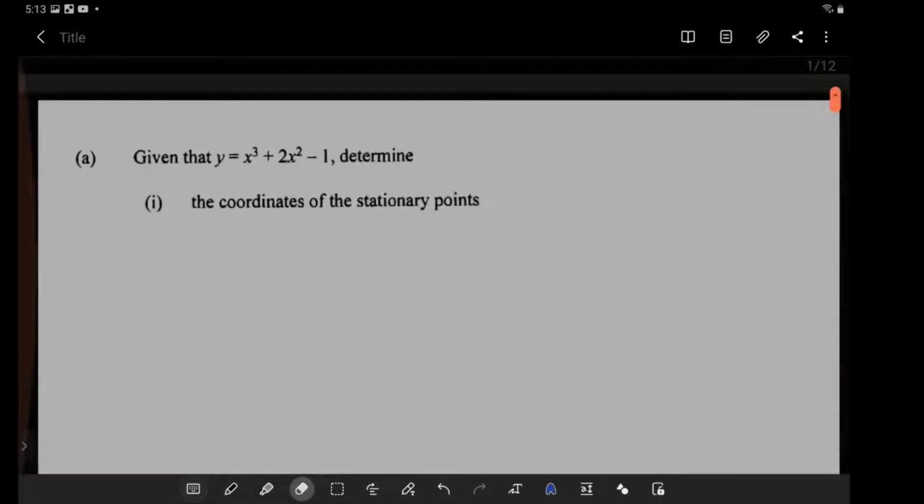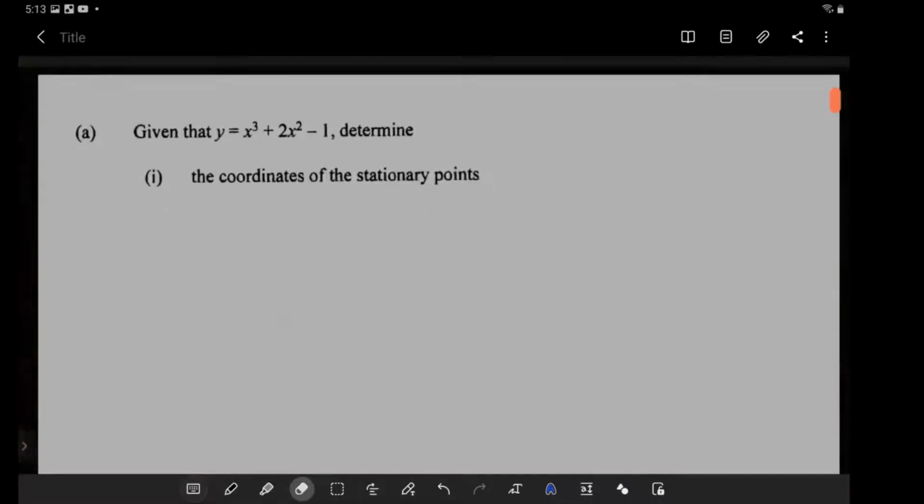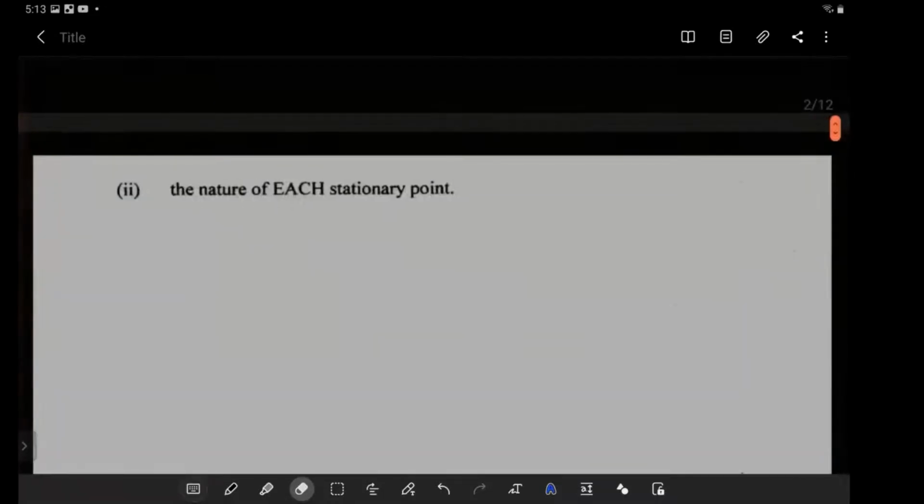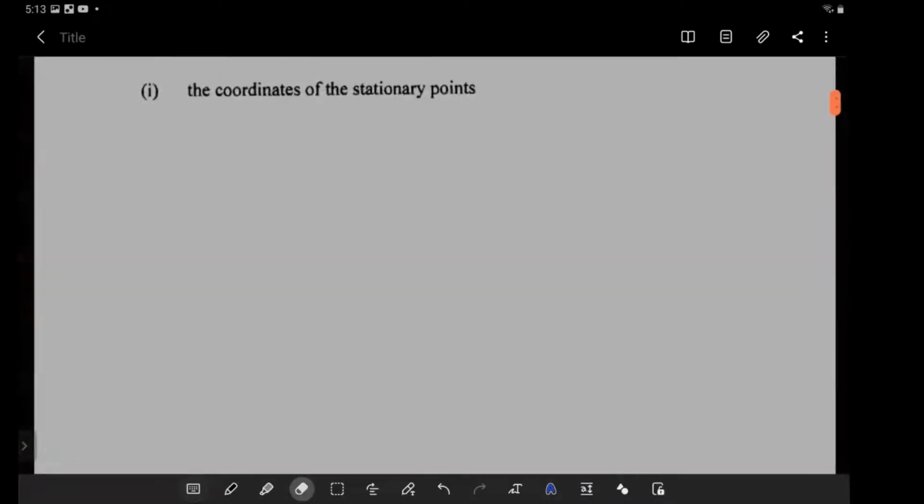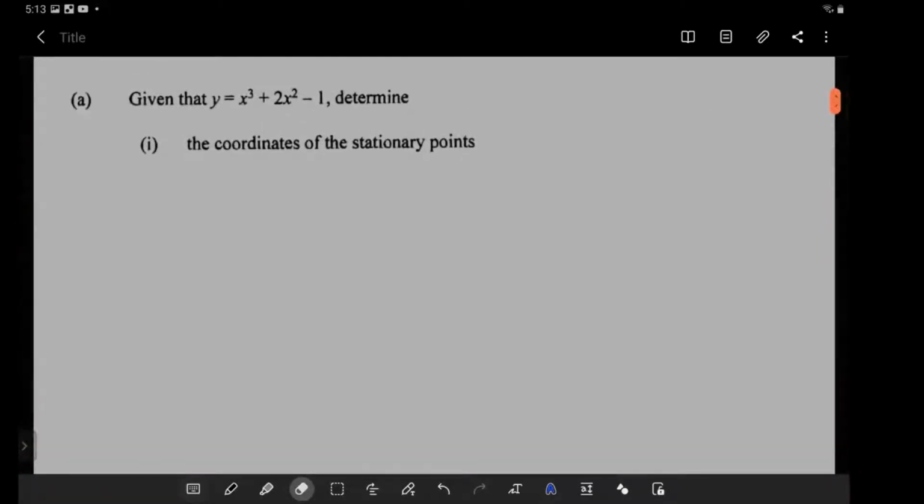So first question, we are asked, given that y equals x cubed plus 2x squared minus 1, determine the coordinates of the stationary points and, of course, the nature of these points. Stationary points occur when the first derivative, or dy dx, is equal to 0. So let's just rewrite what y is. y is equal to x cubed plus 2x squared minus 1.